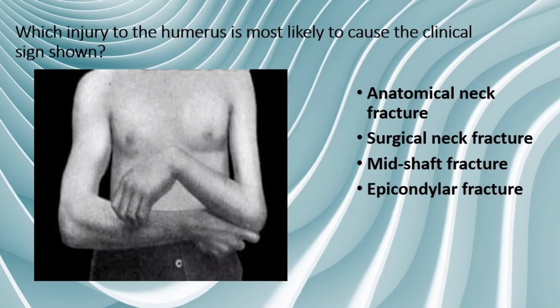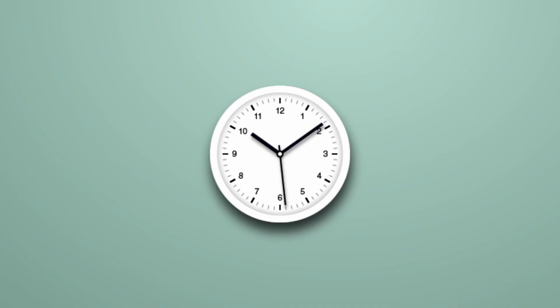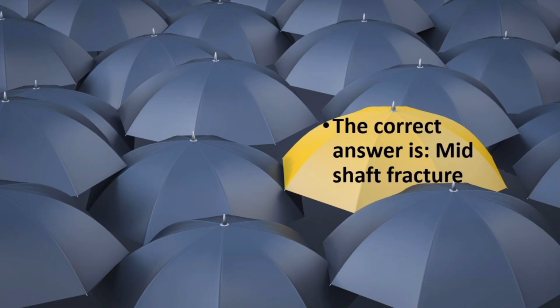Quiz. Which injury to the humerus is most likely to cause the clinical sign shown? Anatomical neck fracture, surgical neck fracture, midshaft fracture, epicondylar fracture. The correct answer is midshaft fracture.